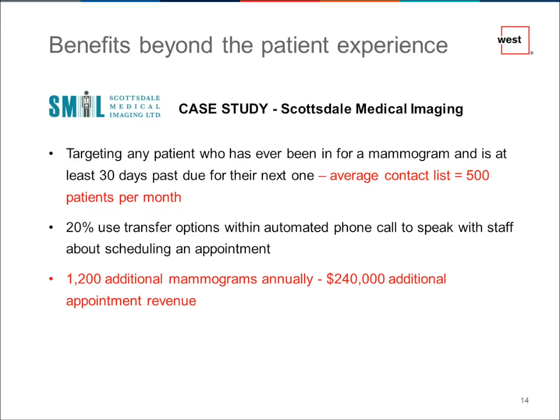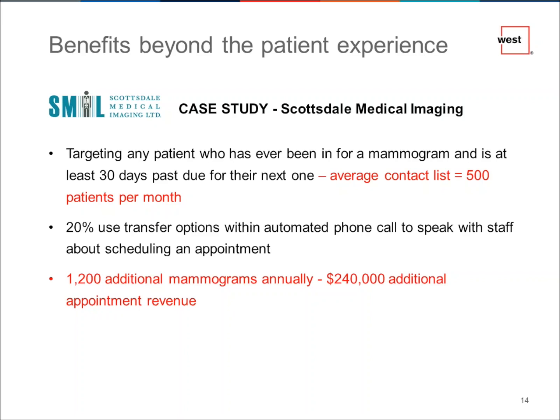So at the beginning of the session, and I know we're starting to run short on time, but I want to revisit a couple of things. We talked about some additional benefits to your organization that go beyond patient experience, and a great example of that is revenue generation. If we revisit the Scottsdale Medical Imaging case study from earlier, they've been able to move toward that notion of making patients for life, if you remember that quote.